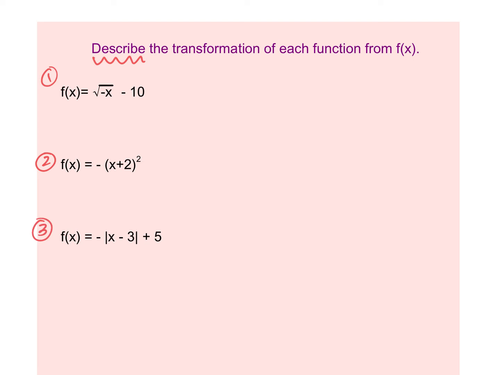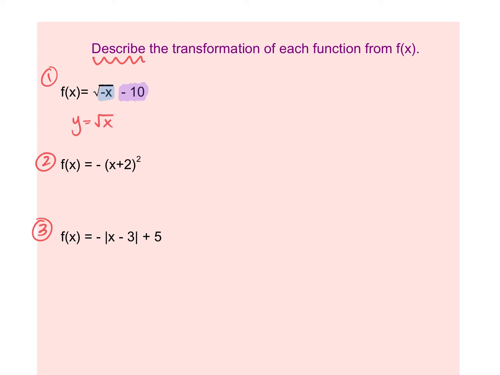The first thing that I do when I look at a function is to determine what was the parent function. So if I look at this first one here, I see a square root within there. So I know that my original function, my parent function, was a square root of x. The next thing that I'm going to do is think about what changed from the original parent function into the one that's written here. The first thing I notice is that the x has been multiplied by -1. I also notice that a -10 has been written after the square root.